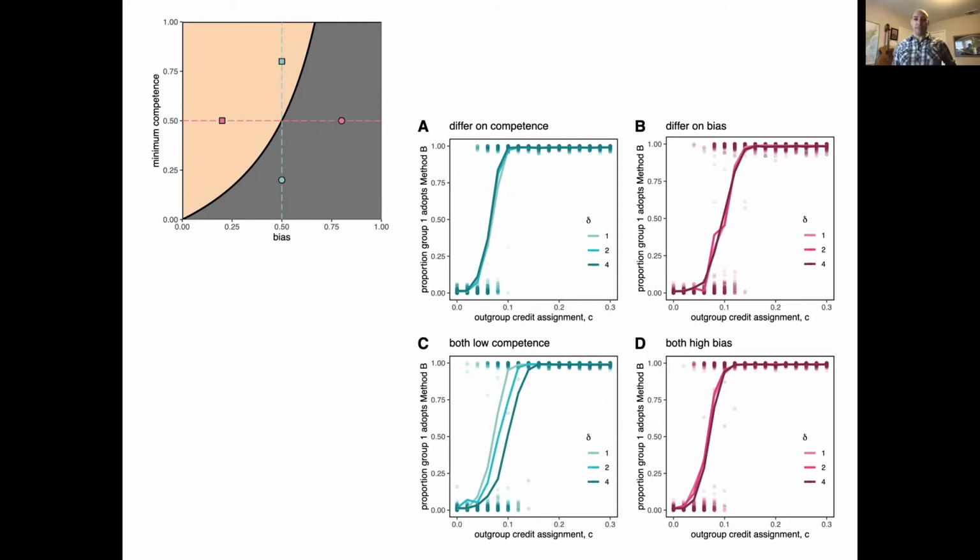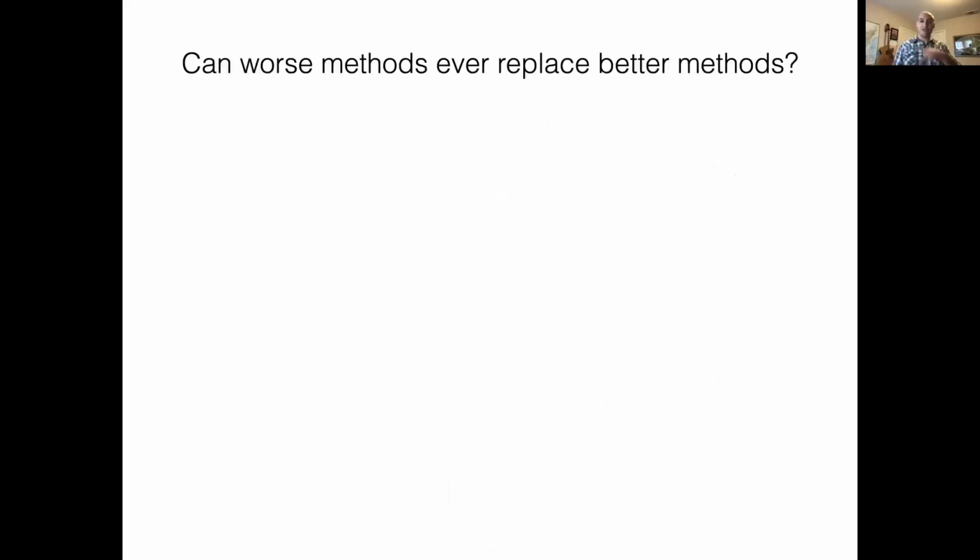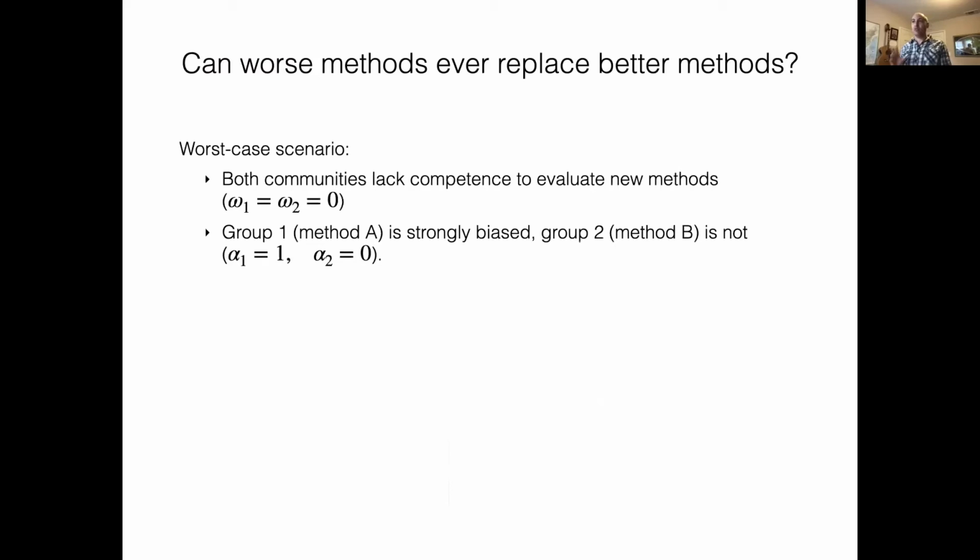We were a little worried about this though, because this raises the question, can the reverse happen, right? Can worse methods ever encroach on better methods? Could a community that starts out doing great just have an influx of individuals not using a great method and the worst method spreads? If there is competence, we find that this doesn't really happen. But let's take the worst case scenario. So the worst possible case, right, is that both groups are completely incompetent. They have no ability to assess the difference between two methods.